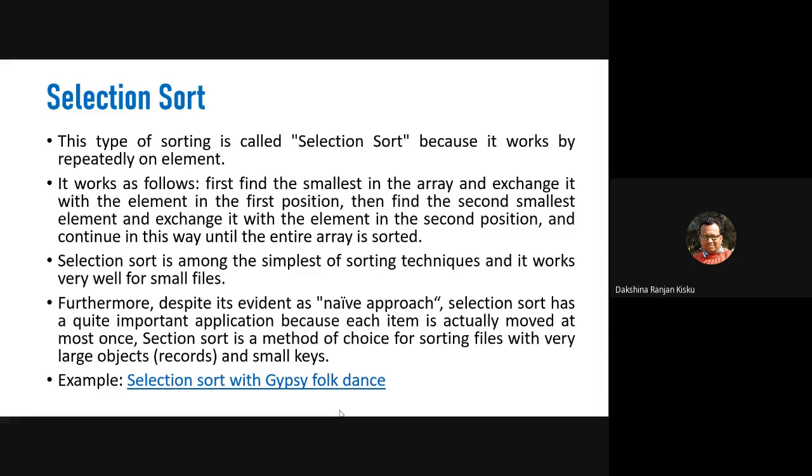Now the selection sort is called the simplest sorting algorithm technique. It works very well on small files. That means if a smaller number of elements are present in the array, then this selection sort algorithm will work very well.